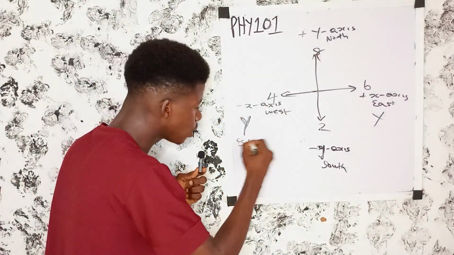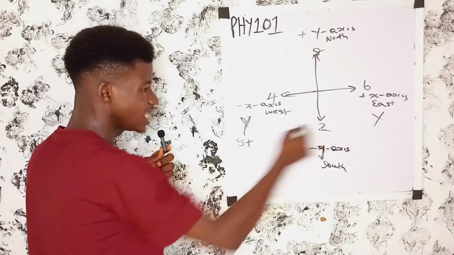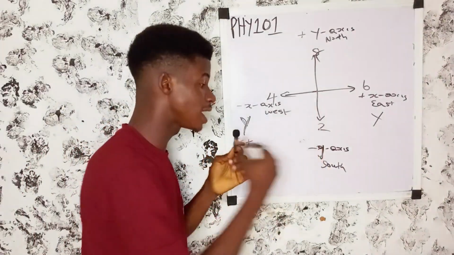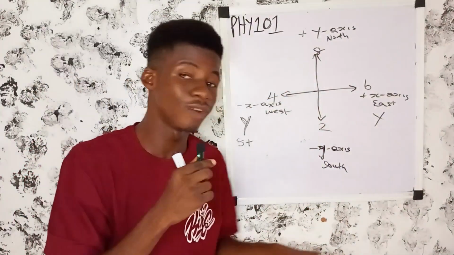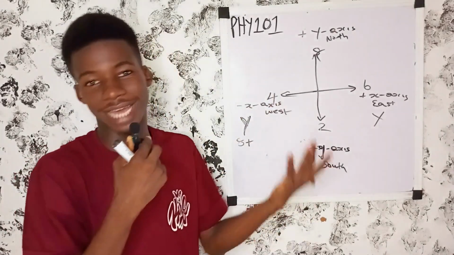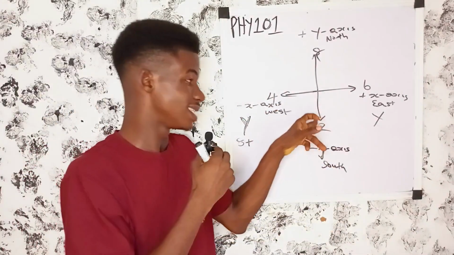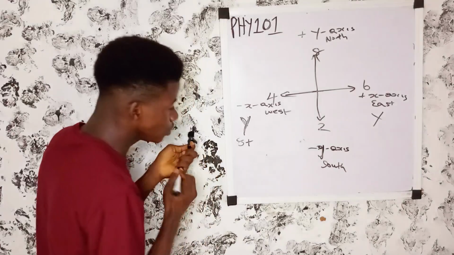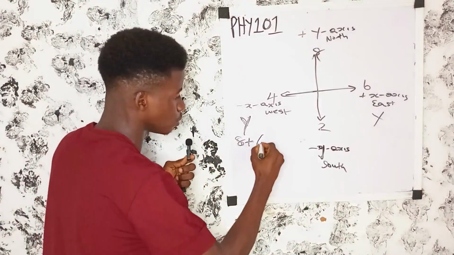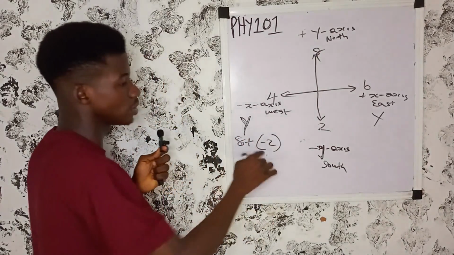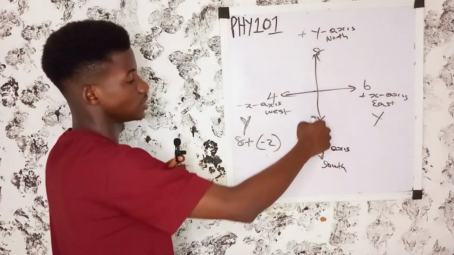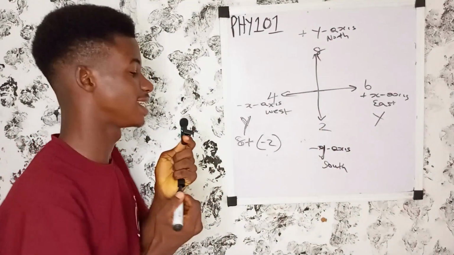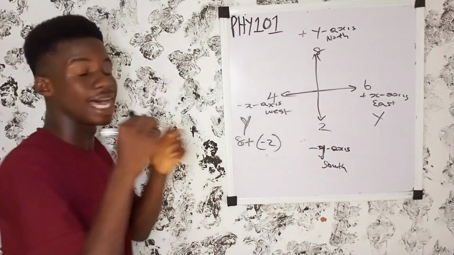Then plus. Now, down is minus. And remember, I told you guys that south, or the negative y-axis, you even hear me say negative y-axis, so the south or this down is negative. So I'll do 8 plus bracket open minus 2 bracket close, because this 2 is negative. It is in the south direction, and south is negative.